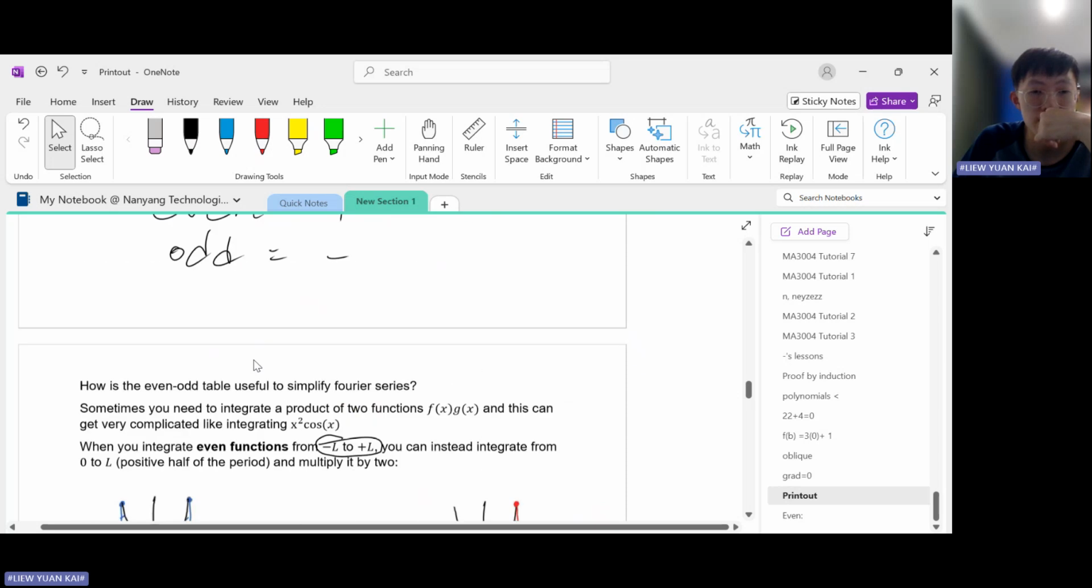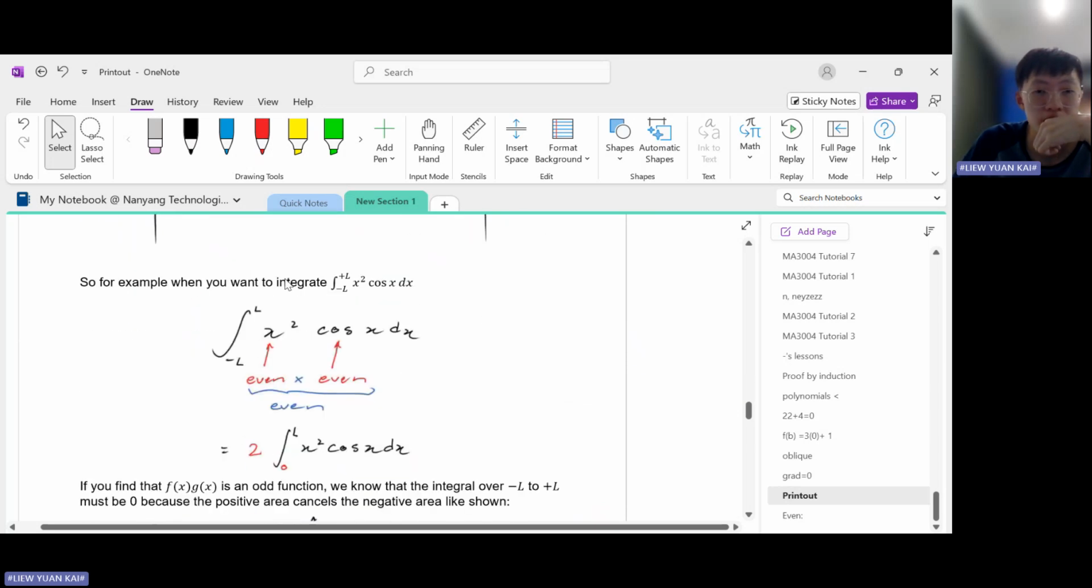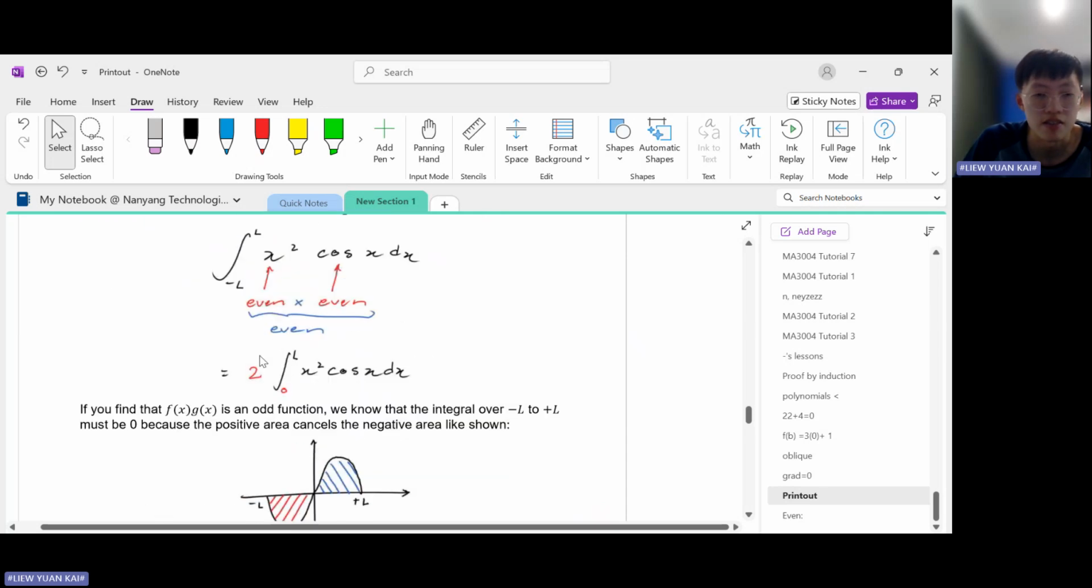Yeah, so that's for even function. So for example, when you want to integrate that thing I'm talking about, you identify that x squared is even, cos is even, so even times even is even. Yeah, and then you can simplify it by taking it through this.